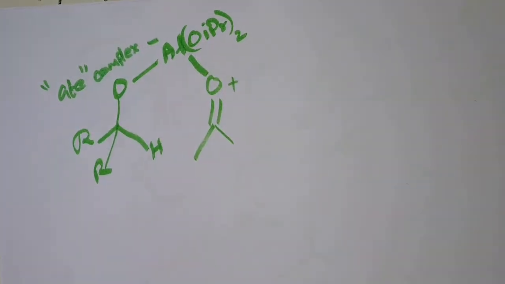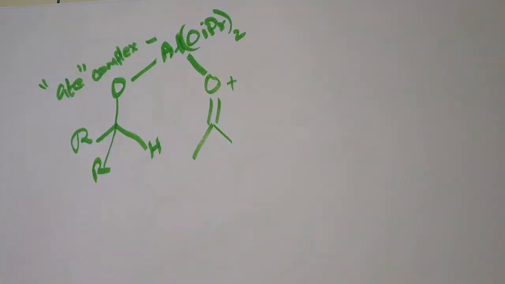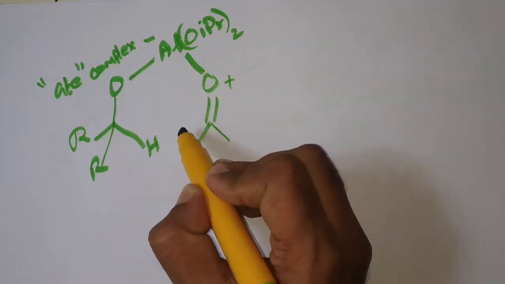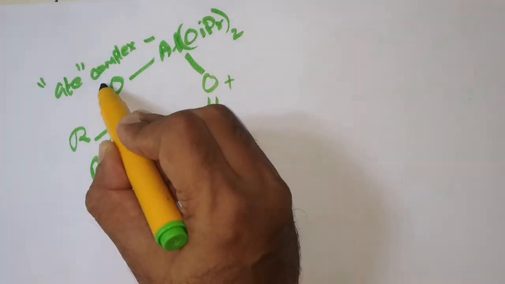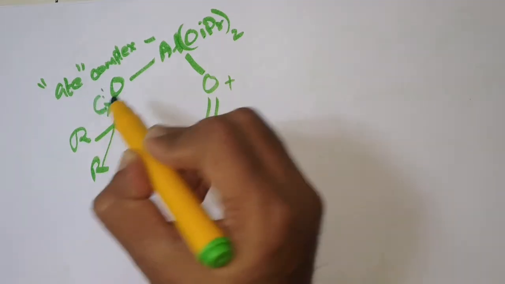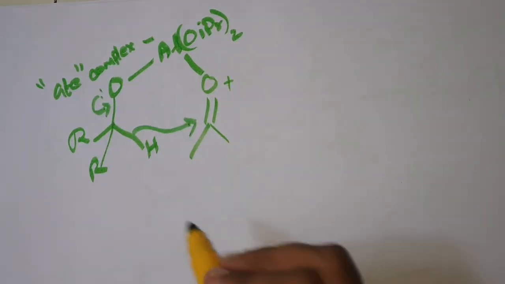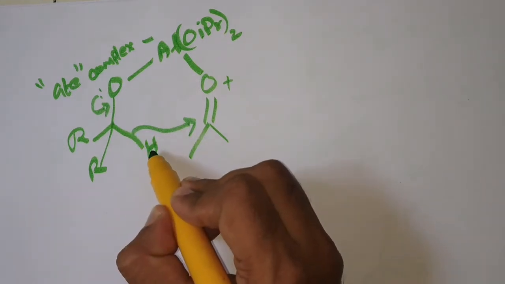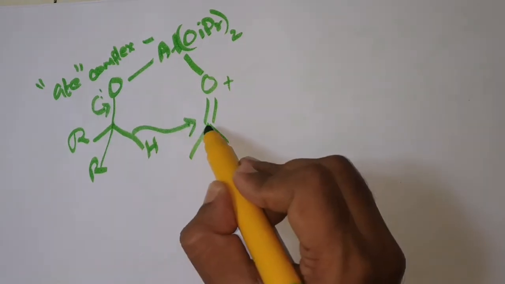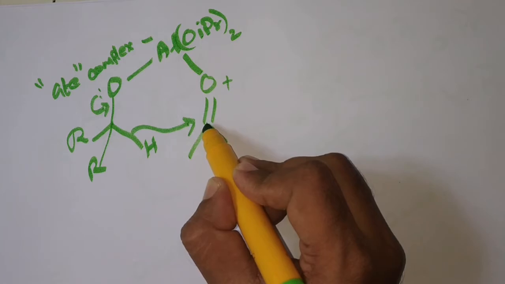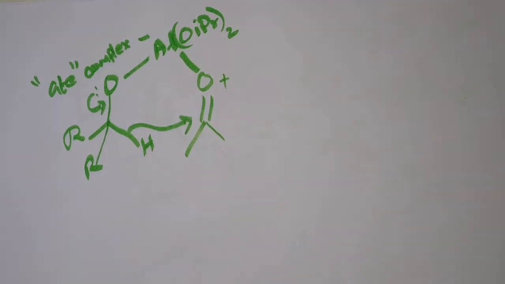It's an aluminum alkoxide complex. Now the stage is set for a hydride transfer from our alcohol species to the ketone. This hydride transfer is facilitated by, let's say, this lone pair coming here and this hydride transferring here. What does that mean? This hydrogen along with its 2 electrons will go here. Basically a hydride transfer, right?